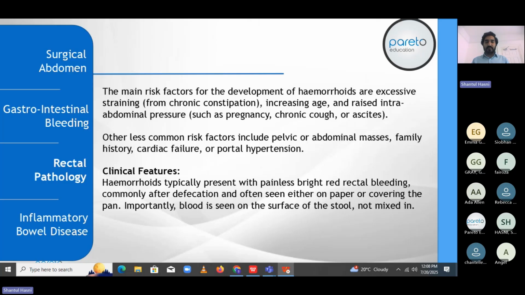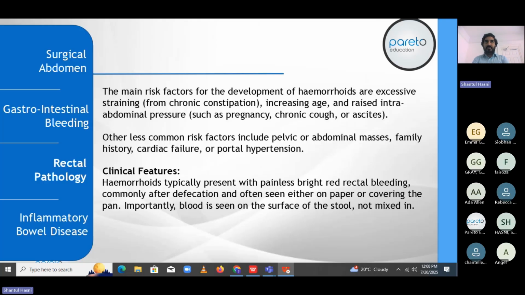Clinical features, they usually present with painless, bright red rectal bleeding. Now, there's only one differential for bleeding that's coming from the anal canal, and that is painless, and that is the hemorrhoids, unless proven otherwise.